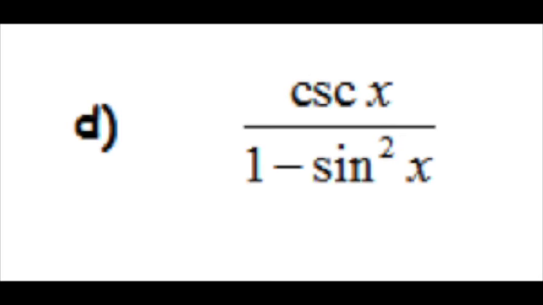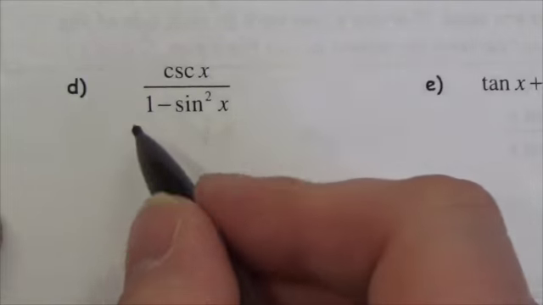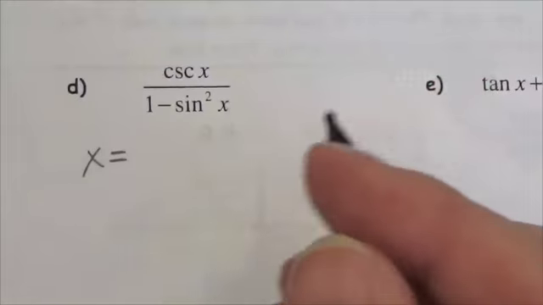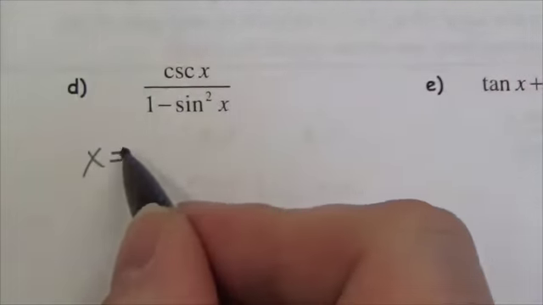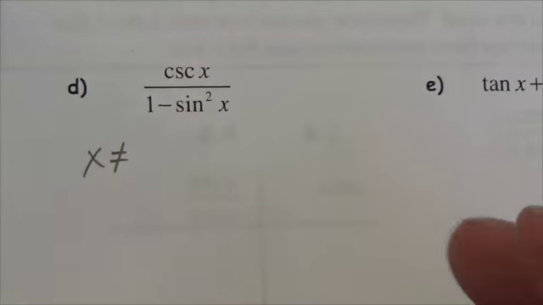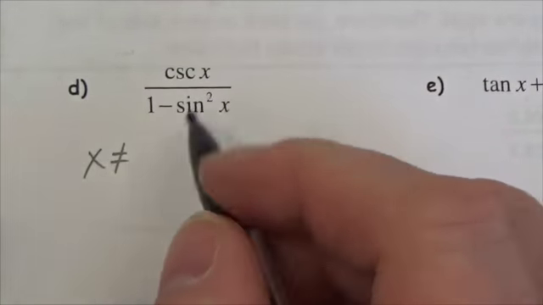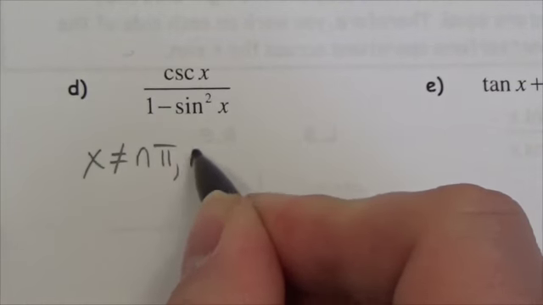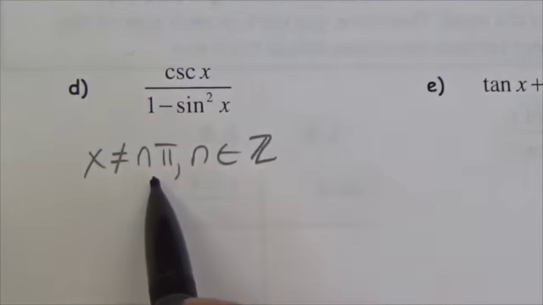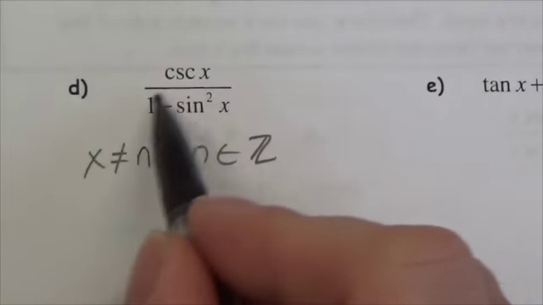The cosecant of x divided by 1 minus the sine squared of x. All right, well now this one has a cosecant in it. Now we know, or we should know, cosecant has that sine in the denominator, and remember there were two functions there, cotangent and cosecant, both had that sine in the denominator, and so the restriction that goes with that is we can't allow x to equal multiples of pi. So x cannot equal n times pi, where n is an element of the integers.